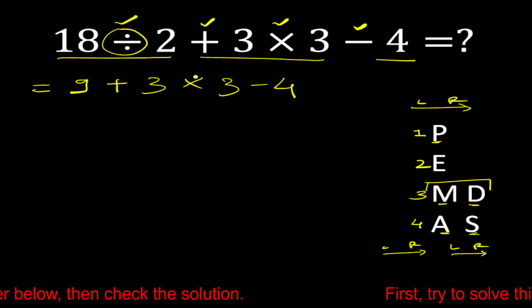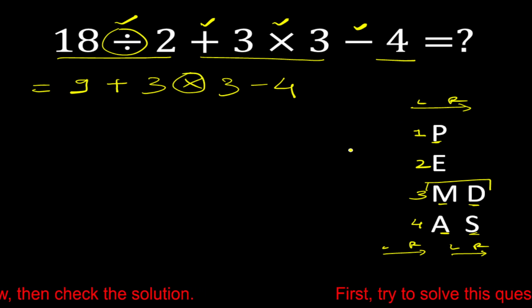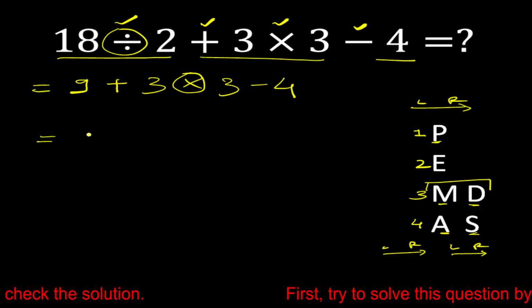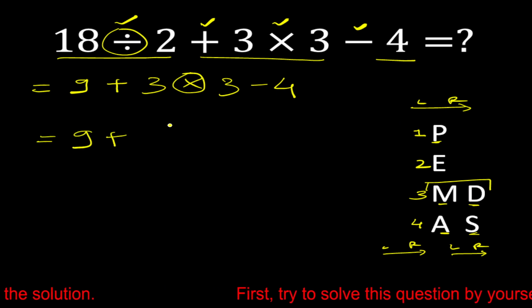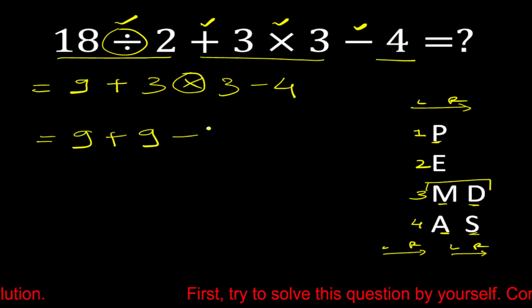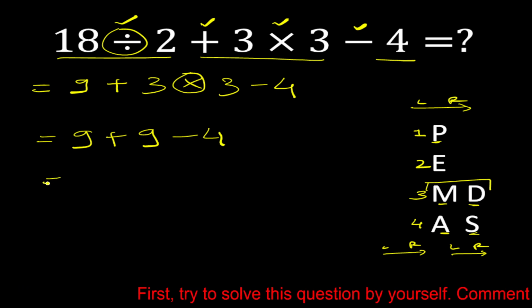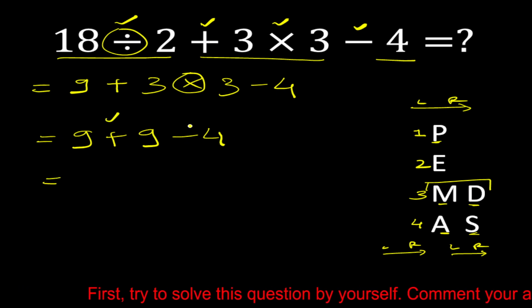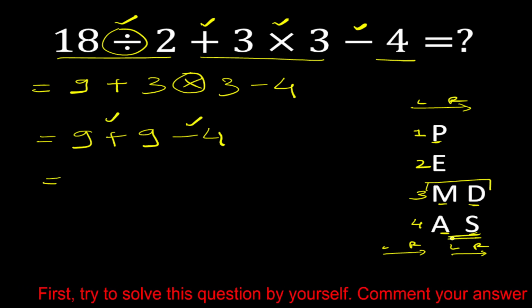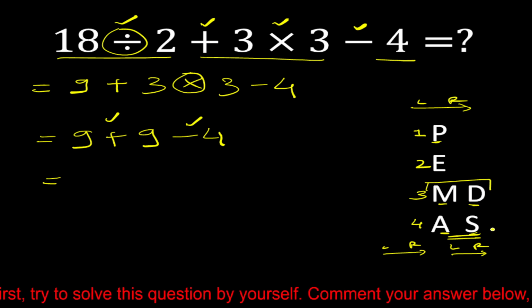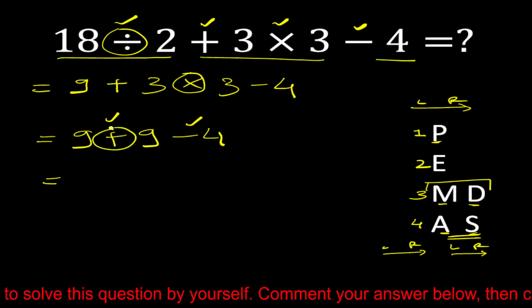Now first we have to solve this multiplication. So it is equal to 9 plus, now 3 multiply 3 is equal to 9, minus 4. Now here we have one addition and one subtraction, and both have equal priority, so we have to solve from left to right. So first we have to solve this addition.